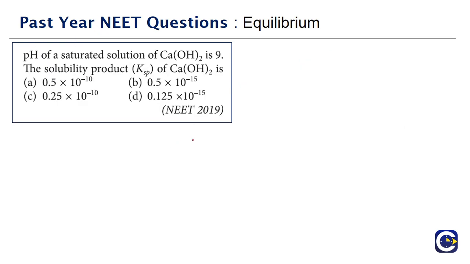Next we look at another question that has come in the same NEET 2019 paper. This is based upon the solubility product. The pH of a saturated solution of calcium hydroxide is 9. The solubility product Ksp of the calcium hydroxide is how much?